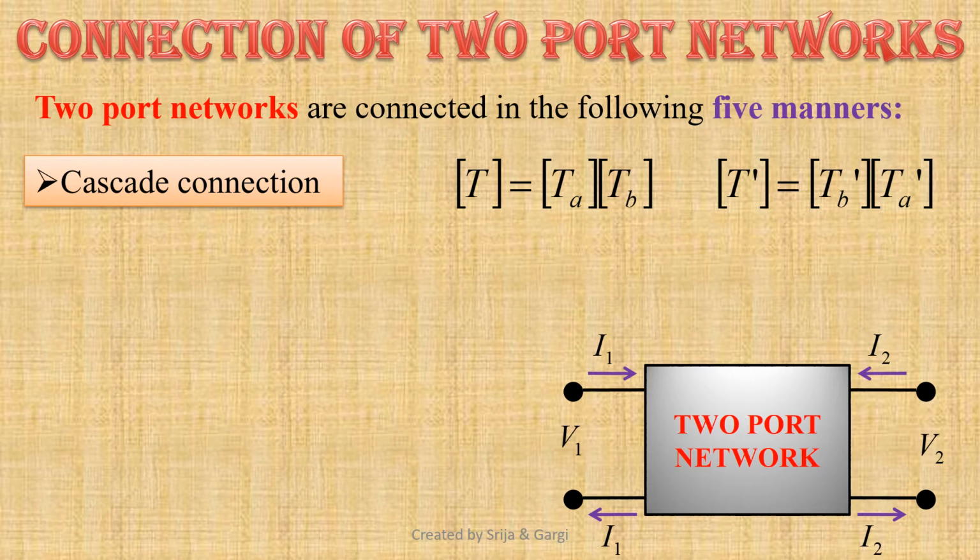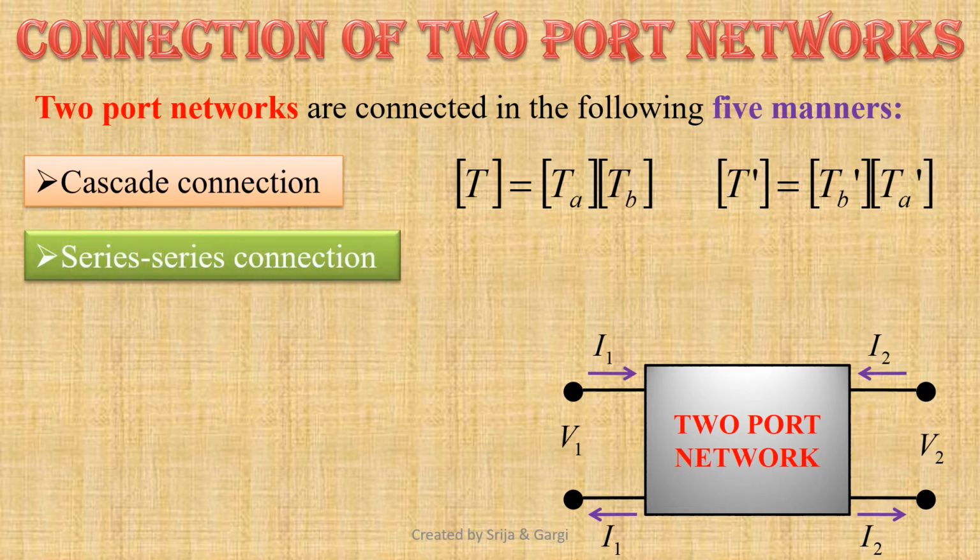When both input ports and output ports are connected in series, we call it series-series connection or simply series connection. The overall Z parameter matrix of series-series connected two-port networks is the sum of Z parameter matrices of each individual two-port network connected in series.